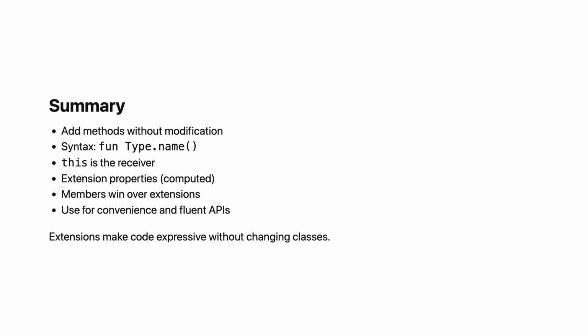Let us summarize. Extension functions add methods to existing classes without modification. Use fun ReceiverType.name syntax. this refers to the receiver. Extension properties add computed properties. Extensions must be imported. Members always win over extensions. Use extensions for convenience methods, domain operations, and fluent APIs. Extensions can have nullable receivers. Extensions make Kotlin code expressive without modifying original classes.